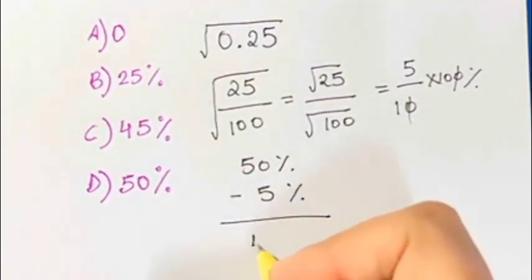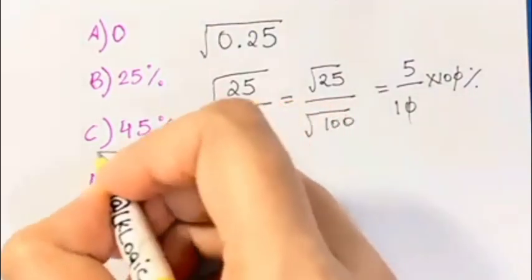So what do we get? 50 minus 5 is 45%, and that's your answer, choice C.